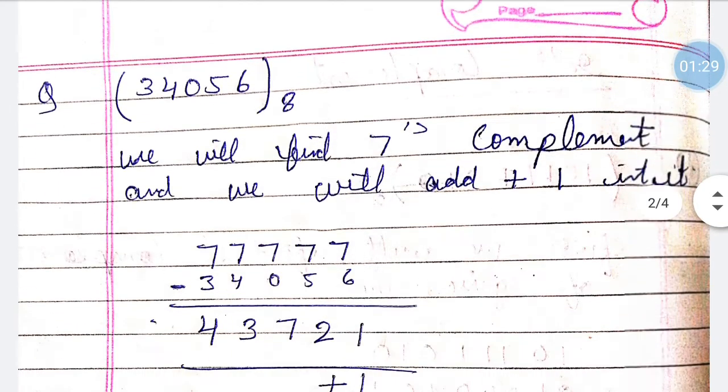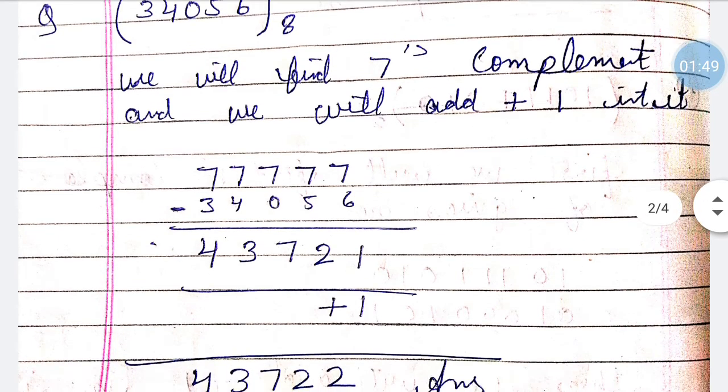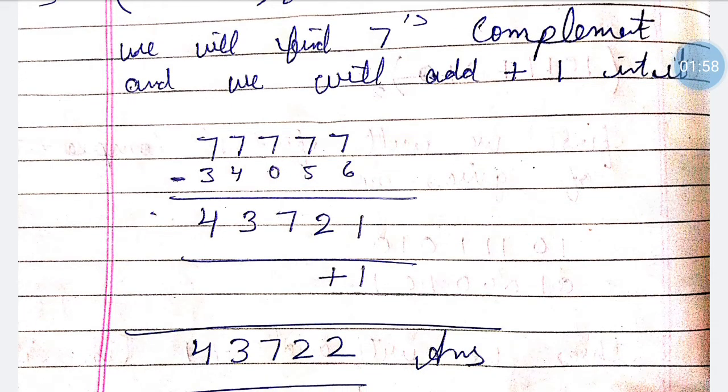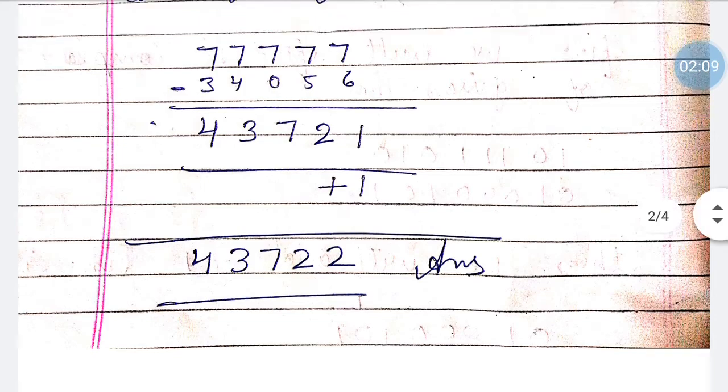Now we have another question. We have to find out the 8's complement of 34056. So what we will do, we will subtract each digit from 7 to find out the 7's complement of the octal number, and then we will add 1 to find out the 8's complement. So we will subtract all the digits of 34056 from 7. That will be 43721, and then we will add 1. So this will become 43722. So the answer will be 43722.